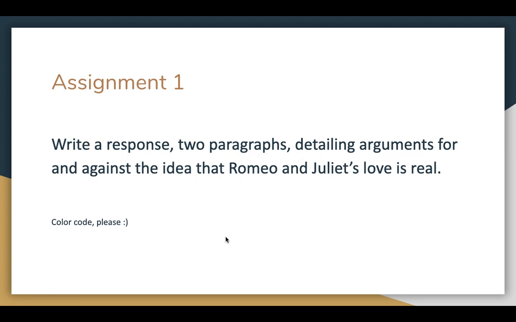The first assignment, you need to write a response, two paragraphs, detailing arguments for and against the idea that Romeo and Juliet's love is real. So basically, in one paragraph, you'll say their love is true, their love is real because of X, Y, and Z. And in the other paragraph, you'll say that on the other hand, some people would argue that it's not real. They're naive, it's lust, it's childish, whatever you think. Get evidence, again, X, Y, and Z. So one paragraph for and a paragraph against.